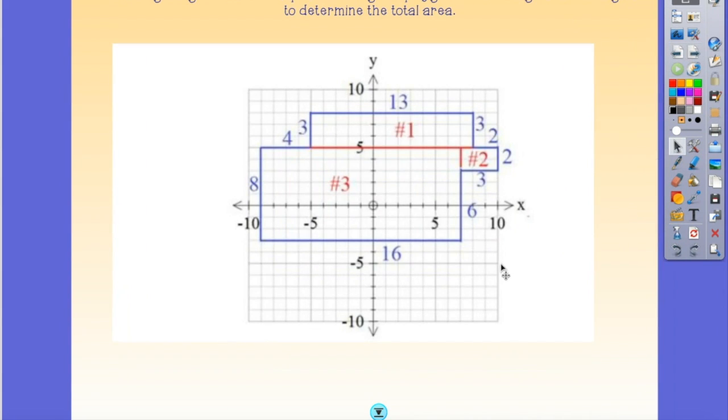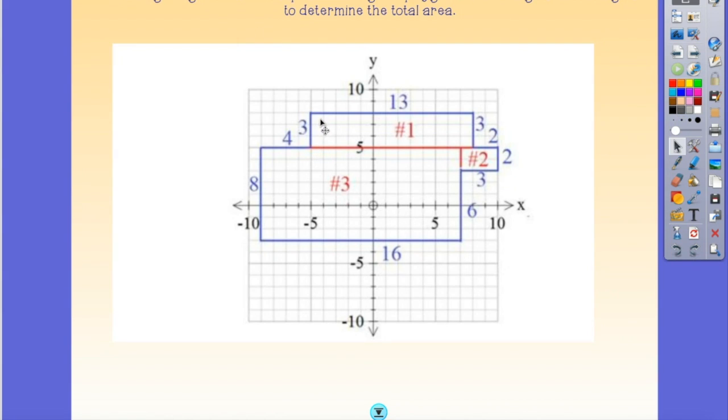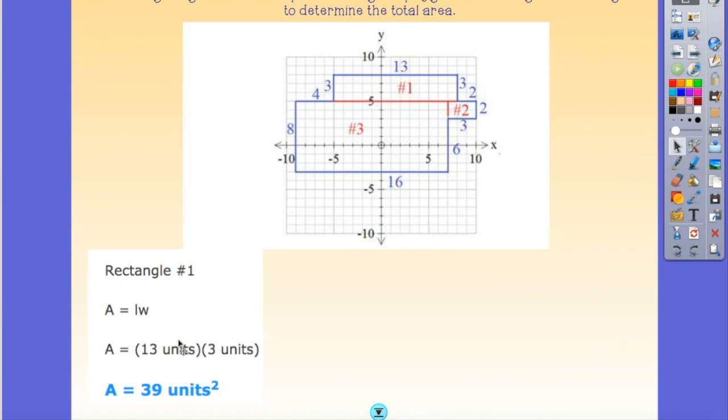So in order to determine the area of each, we just need to count the dimensions. So we need the short side and the long side for length times width. So 1, 2, 3. 1, 2, 3, 4, 5, 6, 7, 8, 9, 10, 11, 12, 13. So for this first rectangle, I'm going to do 13 times 3 to get 39 units.